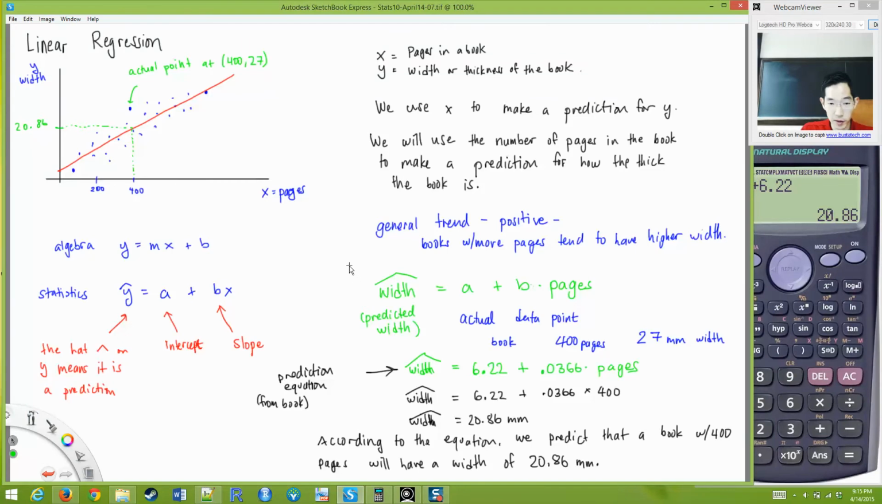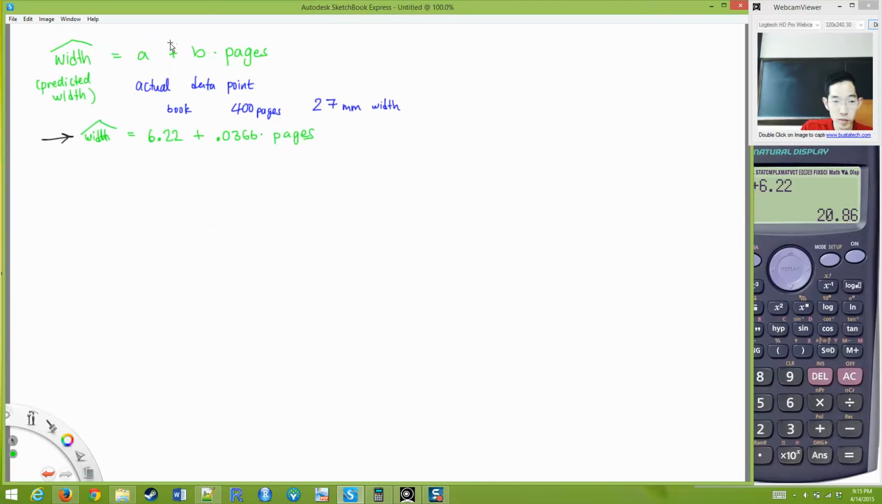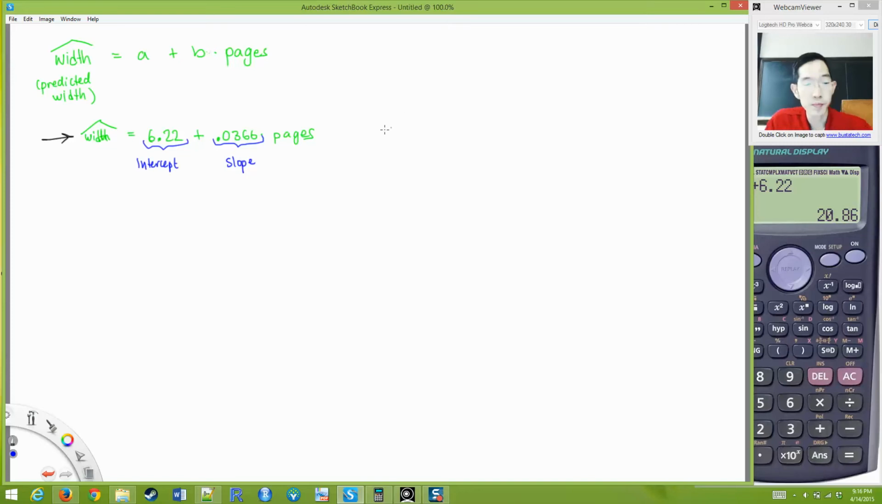All right, so let's take a closer look at some of this stuff here. Okay, so this is our equation here. All right, so in this case, what is our intercept? This is our intercept. And 0.0366 is our slope, okay? What is the definition of the slope? Rise over run. Okay, everybody says that.